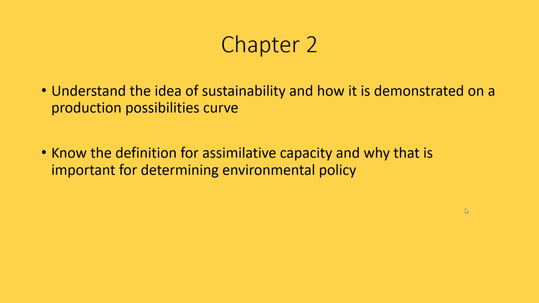sustainability and how that was demonstrated on the production possibilities curve, which I mentioned in the last slide. Remember that to be considered sustainable, that production possibilities curve can't be shifting inward. It has to either stay where it is or shift outward. And again, know that definition for assimilative capacity. That's a certain amount of a pollutant that the system can handle without suffering any adverse effects. And know that's important for determining environmental policy.